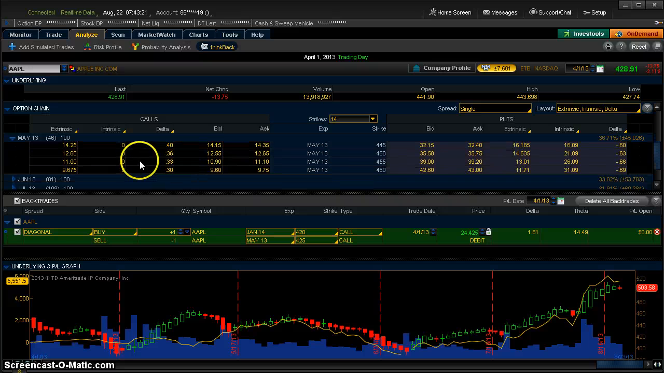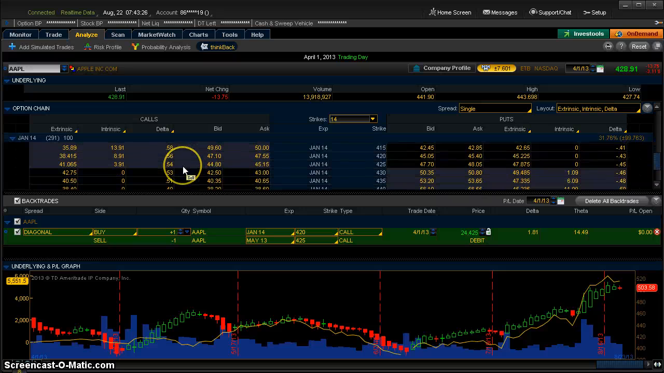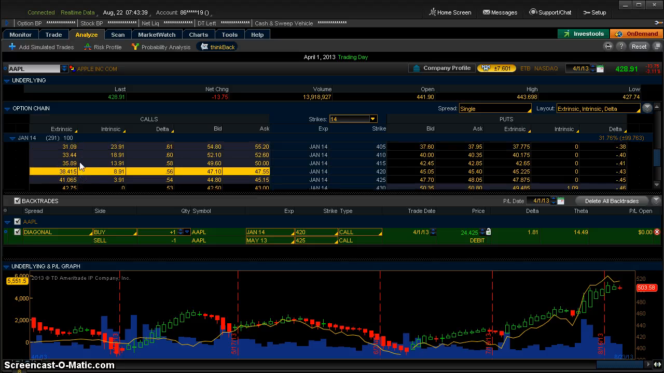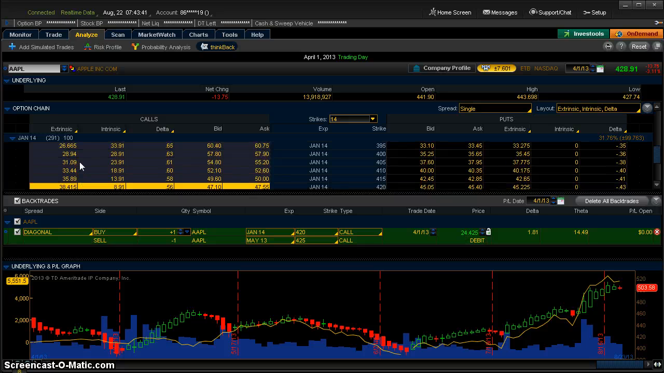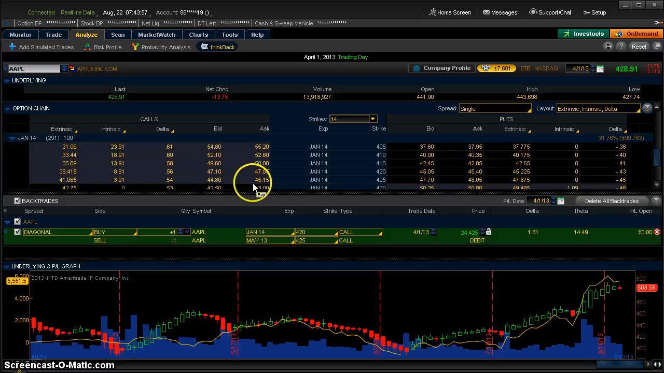If I was going to do a leap, I don't even know if I'd do the 420s. Let's look at the Jan 14s and see what happens there. The Jan 14 420 has right here $38 in extrinsic value. That's pretty high. I'd have to go pretty far down, and the cost goes way up. But even if I went with just the 400s, I saved $10 in extrinsic value. Of course, it costs a lot more too.